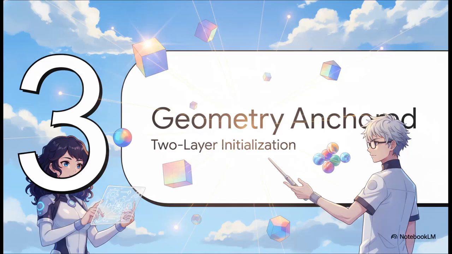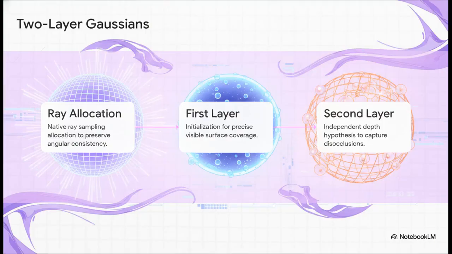Section 3. Geometry-Anchored Two-Layer Initialization. Building on that unified ray system, UniSHARP initiates scene construction using geometry-anchored Gaussians. Let's break down how this two-layer architecture is constructed on a native ray grid. Step 1 allocates the primitives according to native ray sampling, which brilliantly preserves angular consistency without introducing fixed grid distortions. Step 2 then initializes the first layer to align precisely with the visible surface.